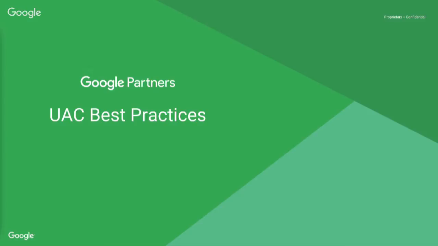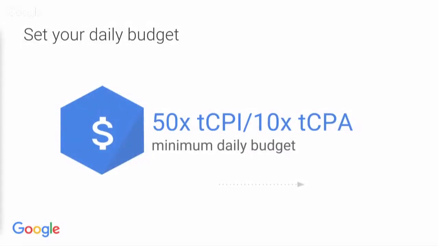Cool. So just going into some best practices with UAC. It's really important that when you're running a UAC campaign, regardless if it's just for installs or for actions, that you're setting the right daily budget. And really what that means is, if you're running a UAC for installs campaign or a UAC for installs advanced campaign, it's recommended that you set your minimum daily budget to at least 50 times your target cost per install. The reason for that is just to help Conversion Optimizer achieve the scale it needs in order to find the most qualified users across all networks.